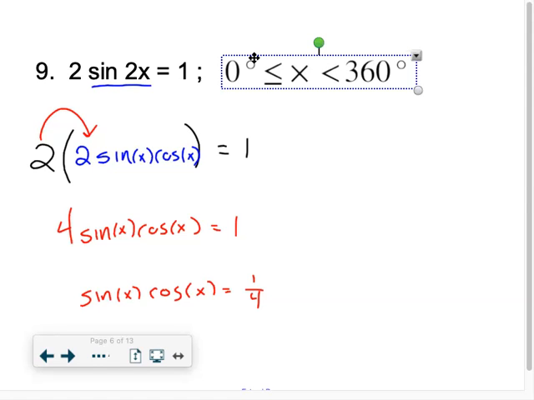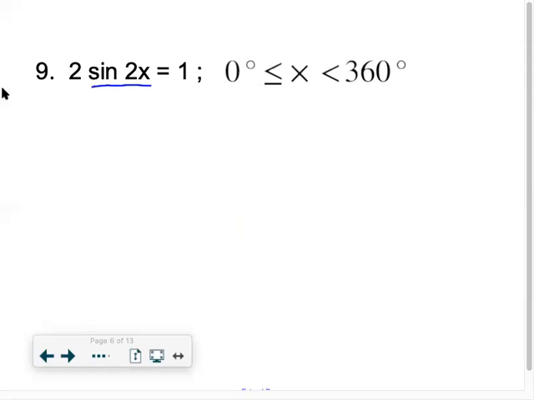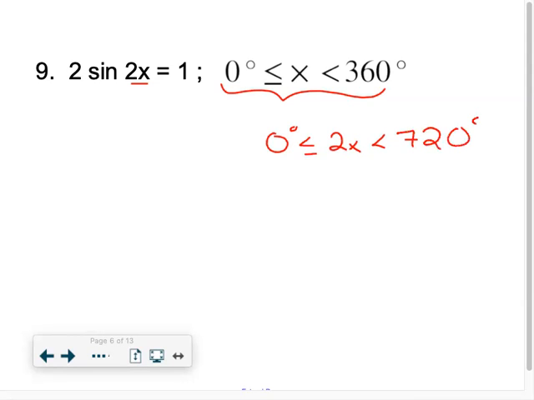So this is a scenario that forces us back to that practice, where we're going to have to go through that process, right? It's almost like starting the problem again. So I'm going to get rid of this information here, and the first thing we do is manipulate our interval. Remember, we multiplied the entire interval by our angular frequency of 2. So now we're looking for all angles in the interval from 0 degrees less than or equal to 2x less than 720 degrees.